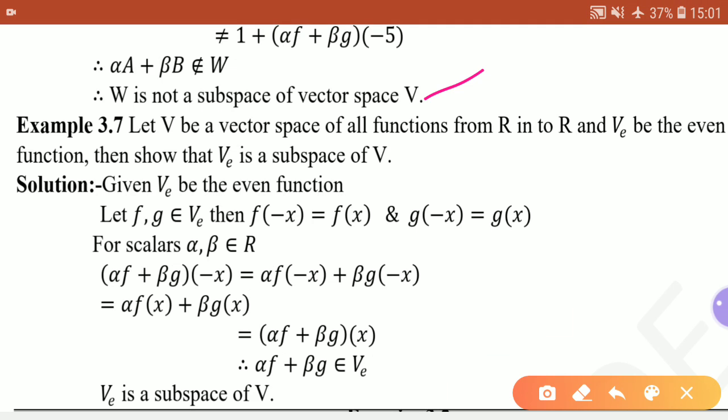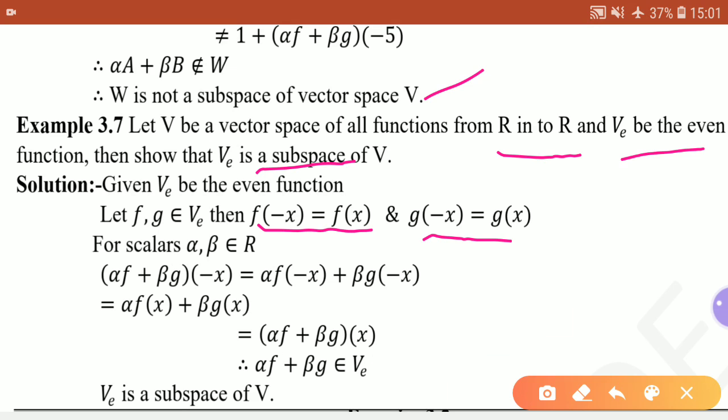That is the conclusion. Now another example of this type. Let V be a vector space of all functions from R to R, and VE be the set of even functions. Then show that VE forms a subspace of V. Okay, set of even functions. So one must know the definition of an even function. Let f, g belong to this set, and as they are even, f at minus x equals f of x and g at minus x equals g of x. This is the condition for evenness of a function.